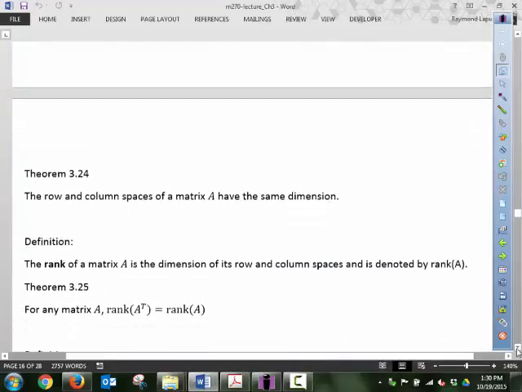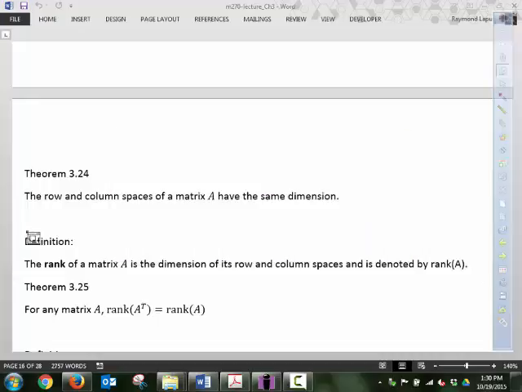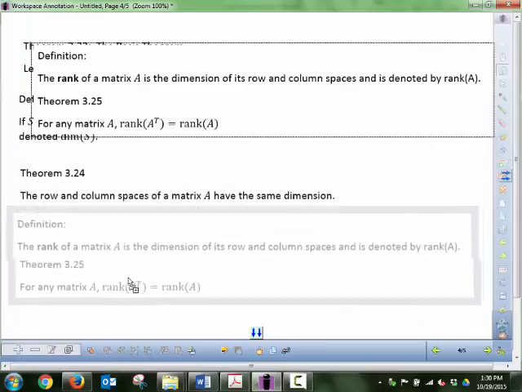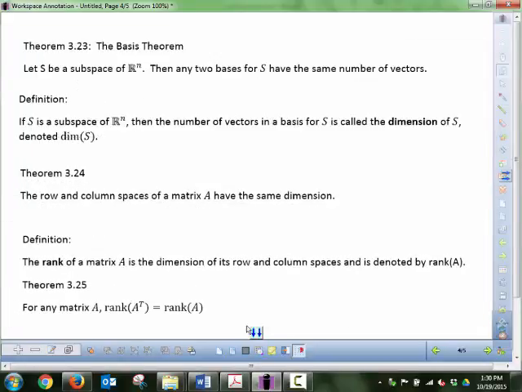Another definition. Since the row space and the column space have the same dimension, they give it a special name. The dimension of the row space and the dimension of the column space are the same number, so they just decided to call that rank. So the rank of the matrix is the dimension of the row space or the dimension of the column space. And the easiest way to do this, have we defined rank before? I thought we did.